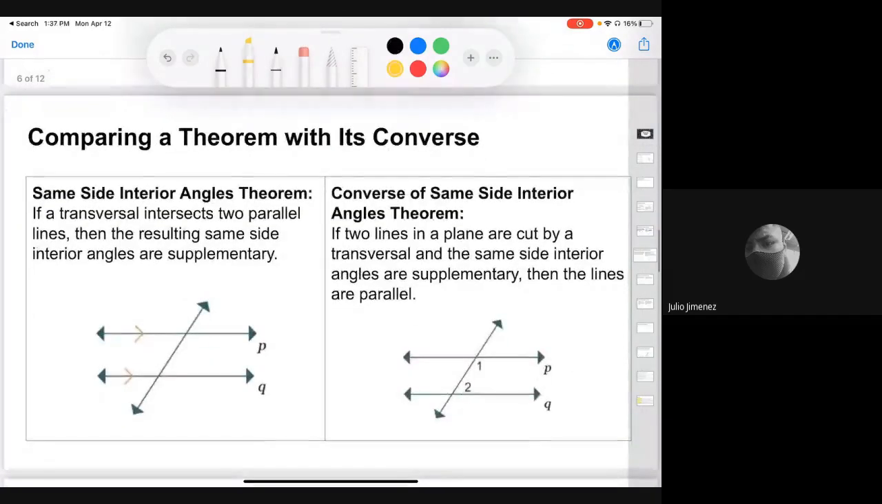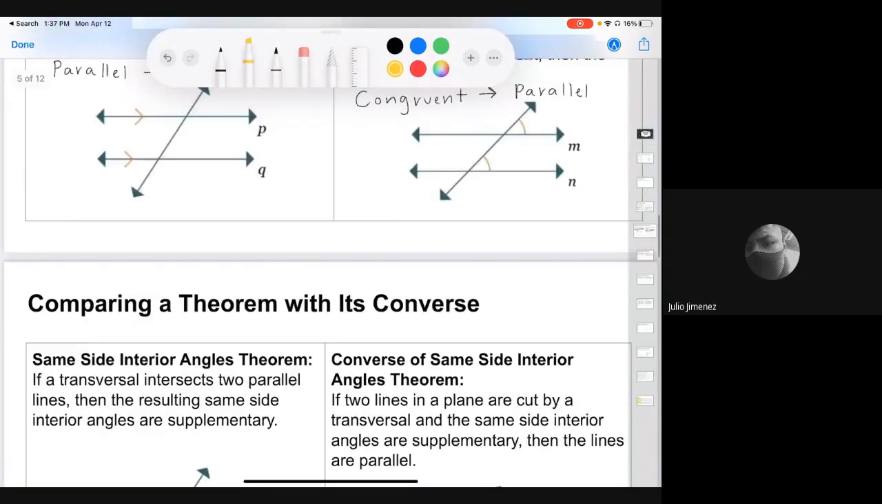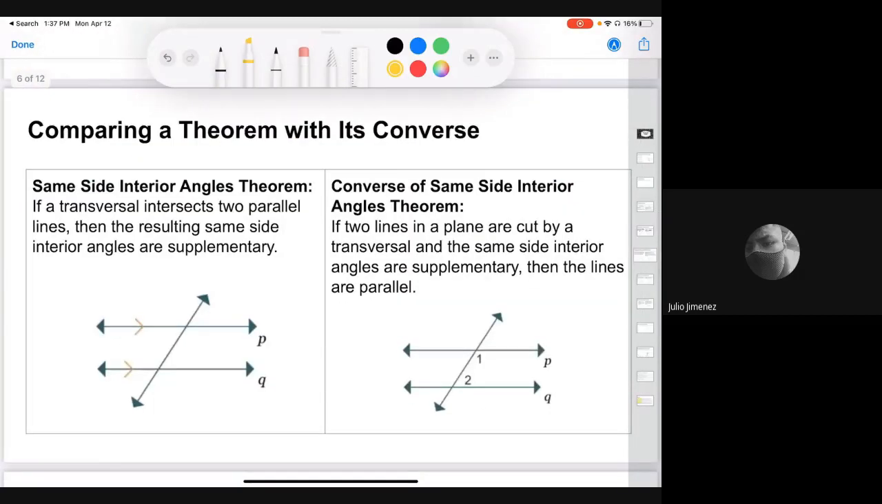We also have the same side interior angle theorem, which basically says if a transversal intersects two parallel lines, then those same side interior angles are supplementary. While the converse says if those same side interior angles are supplementary, then parallel.